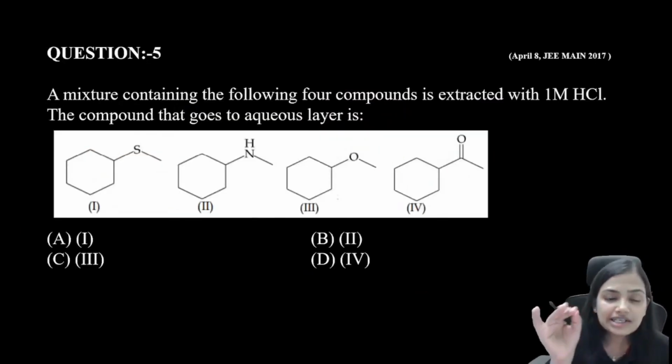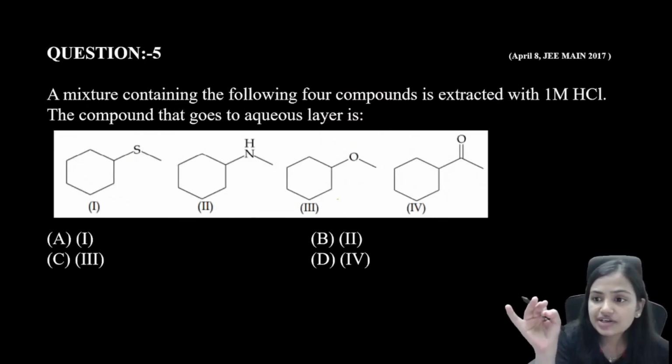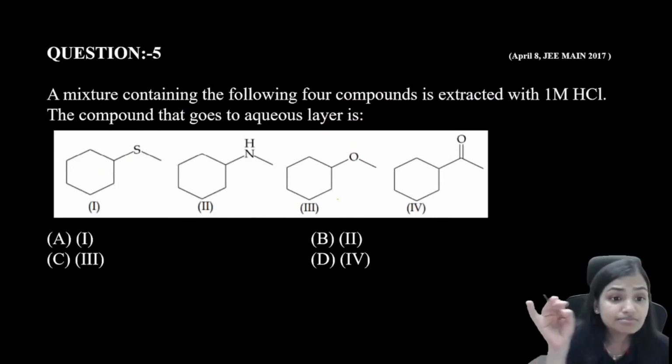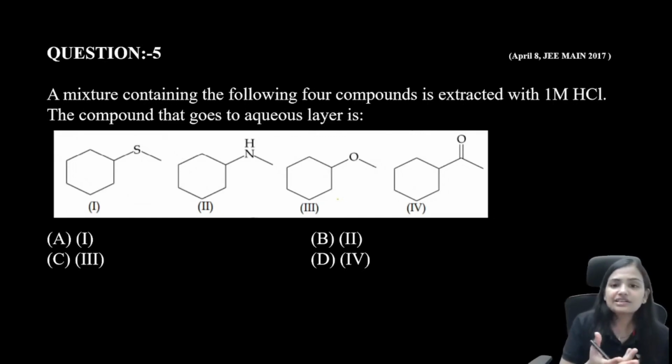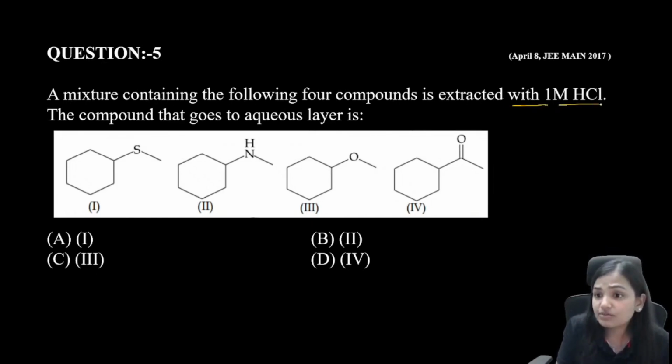A mixture containing the following 4 compounds is extracted with 1 molar HCl. The compound that goes to the aqueous layer is? How will you solve this question? It's very interesting. If you have a mixture containing the 4 compounds, these are your 4 compounds, and this has to be extracted with 1 molar HCl. So 1 molar HCl is in water. This is an acid. So I want to extract it with acid.